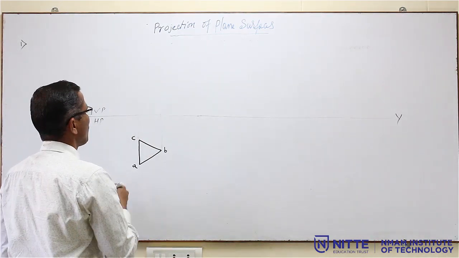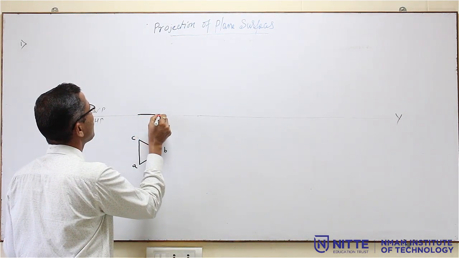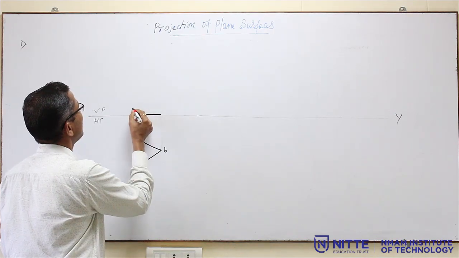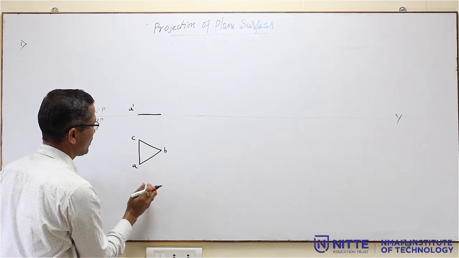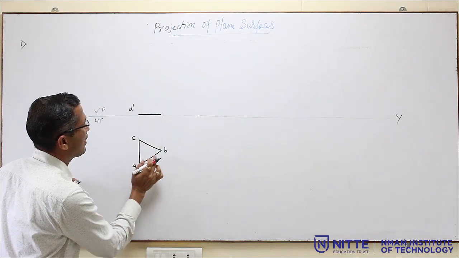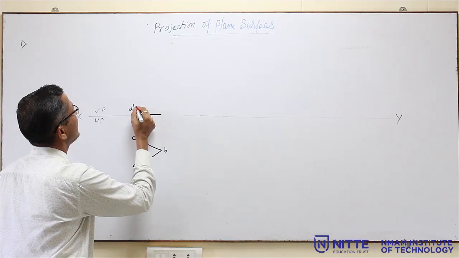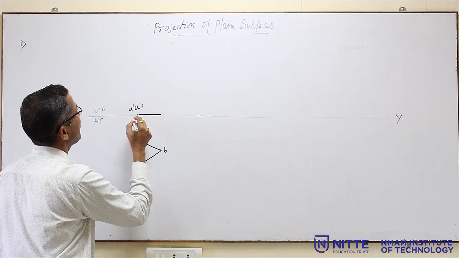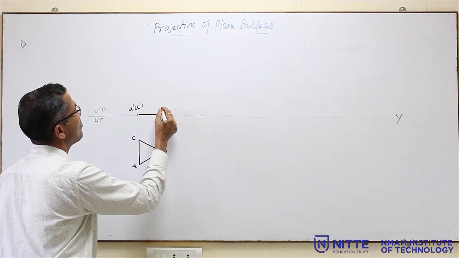Then draw the front view. The front view is a line. What is the name of this line? It is A dash. If you observe from here, I can see A and B, but C is not visible, it is hidden. That is why it is inside the bracket, C dash. So this point is A dash, C dash, and this point is B dash.